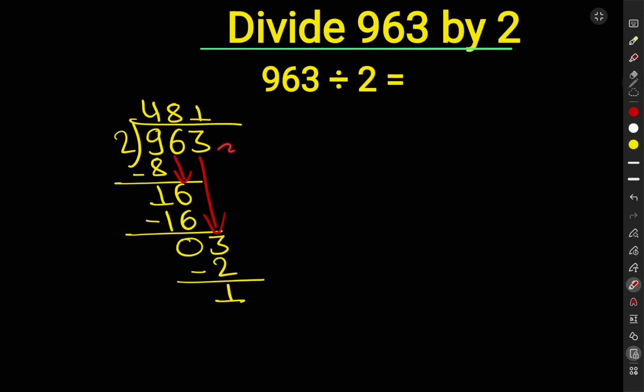So now there is no other number to put it down. So we take here decimal, so that we put 0. So it is 10 and 2 times 5 is 10. On subtracting we get 0. So 963 divided by 2 is 481 decimal 5.